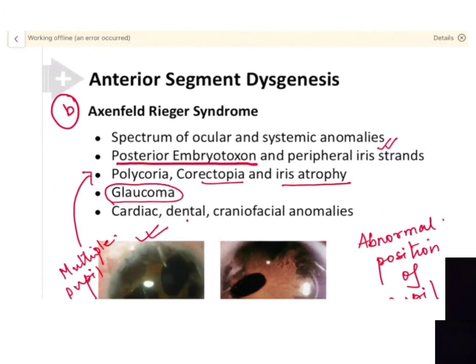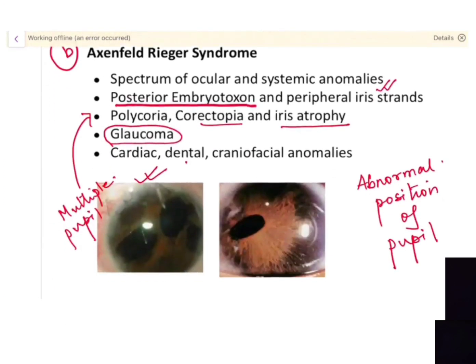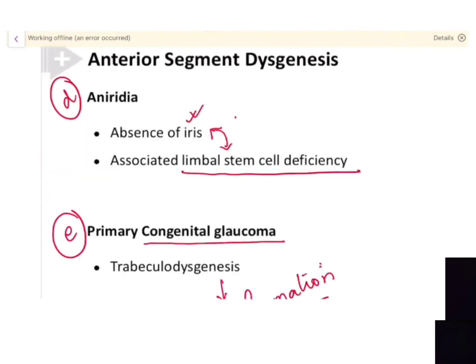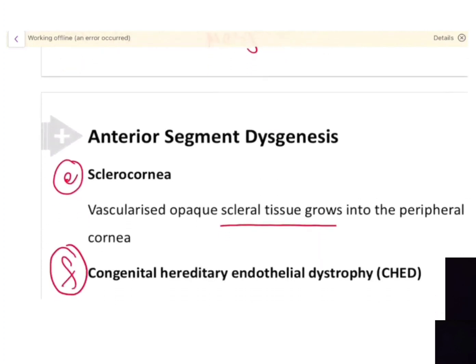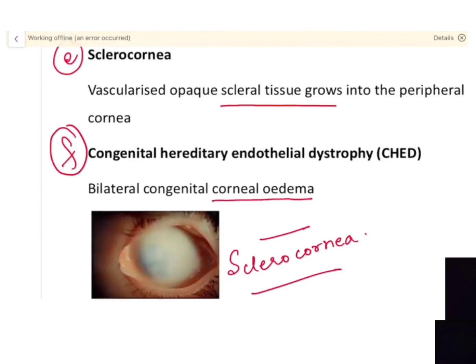So let us look at this just quickly once more. So we discussed posterior embryotoxon, we discussed Axenfeld-Rieger, then Peters anomaly, aniridia or absence of iris, primary congenital glaucoma due to trabeculodysgenesis, sclerocornea where the sclera and the cornea are both opaque, that is the cornea is opaque like the sclera, and congenital hereditary endothelial dystrophy where the endothelium of the cornea is defective and the cornea is bilaterally hazy due to corneal edema. Okay, so these are the disorders of the anterior segment.